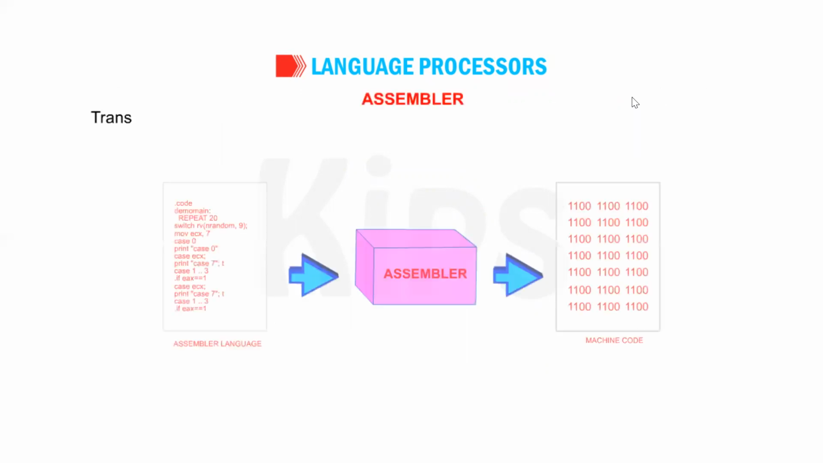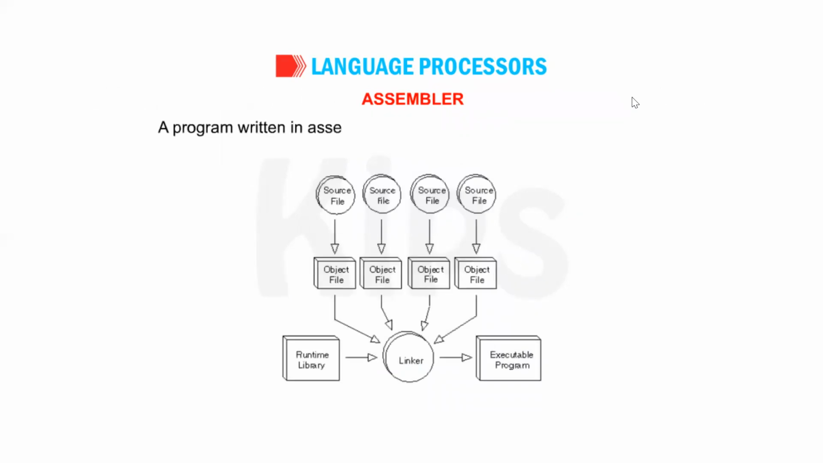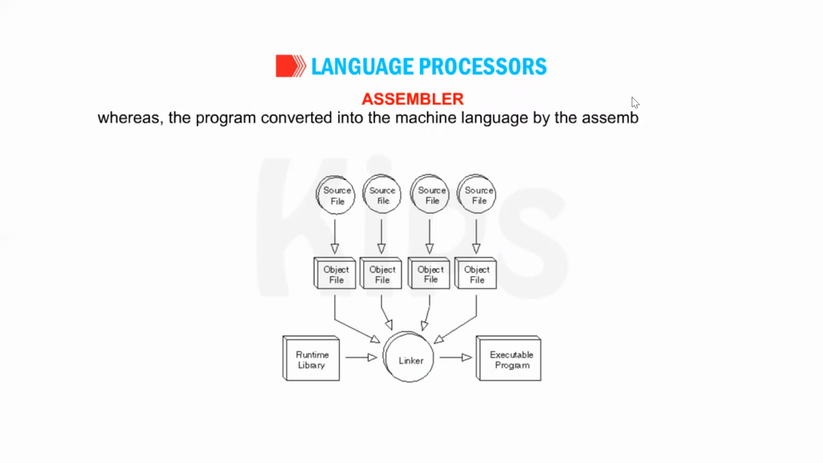Assembler. Translator program that is used to convert the assembly language program into machine language is known as assembler. A program written in assembly language is called a source program, whereas the program converted into the machine language by the assembler is called object program or object code.